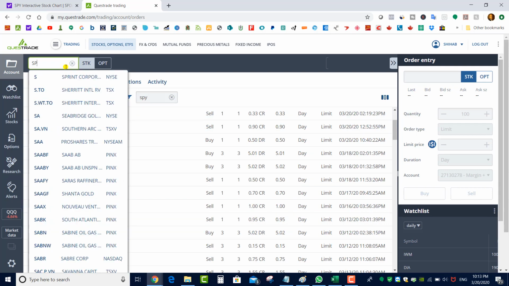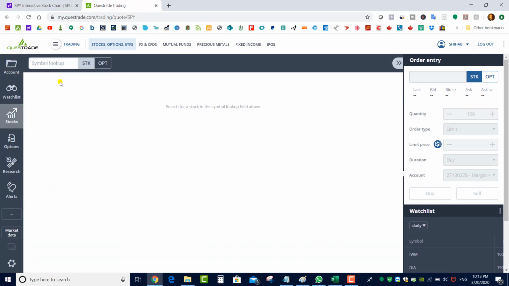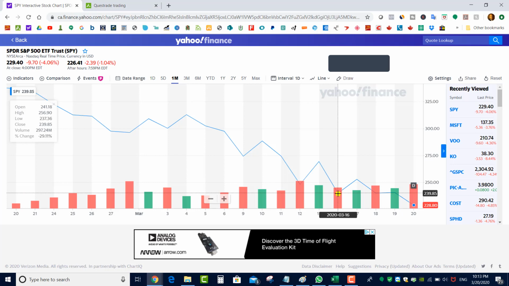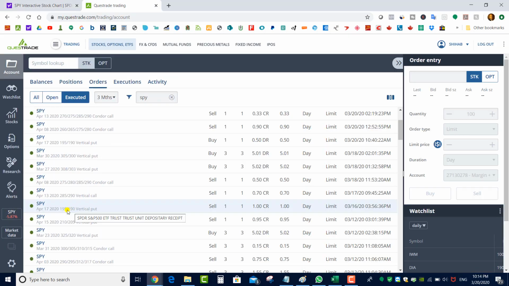So let's look at what the SPY was trading at March 16. So March 16, SPY was trading at 239.85. So when the SPY was trading at 239.85, I didn't sell a put spread at 239. I sold a put spread at 190. I sold a put spread at 195. So I gave myself 45 points to the downside for me to win on this trade. So for me to win on this trade, I need by April 17, which is the expiration of this option contract, I need the SPY to be trading above 195.